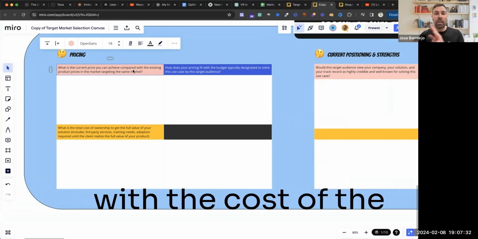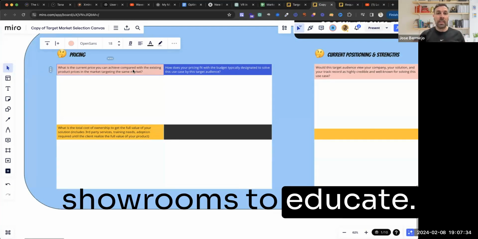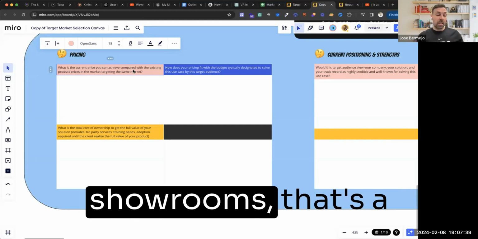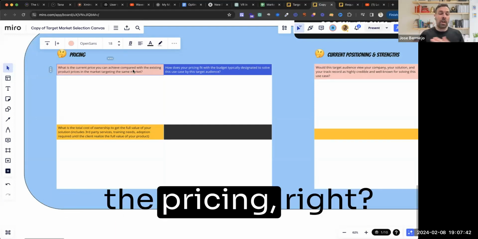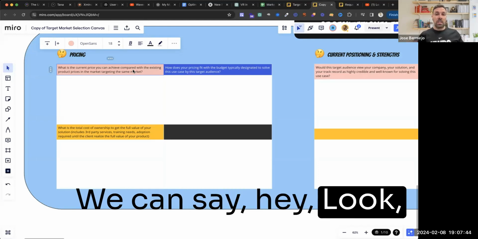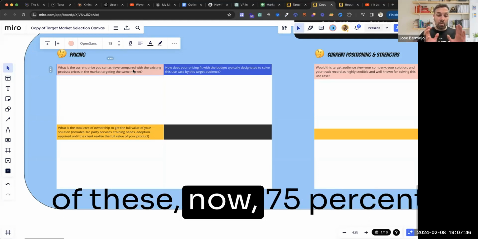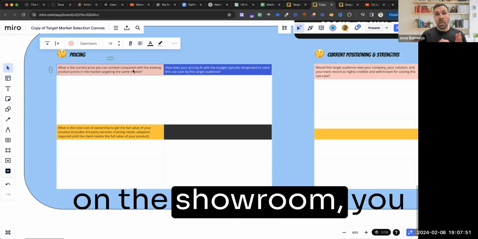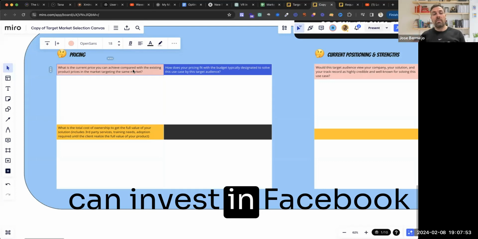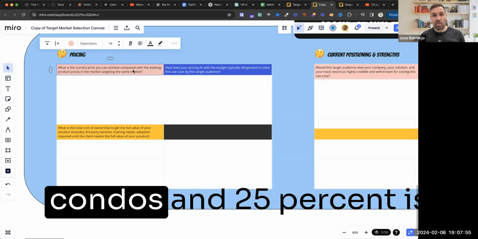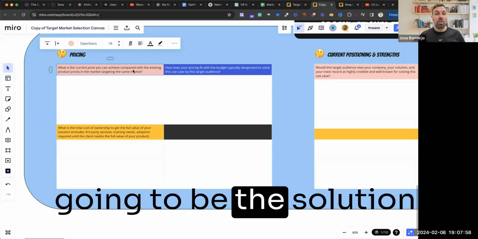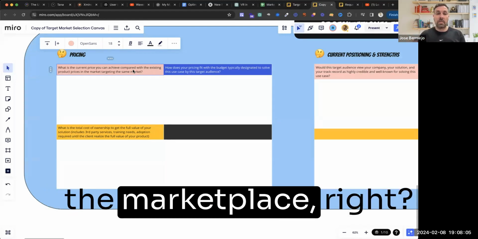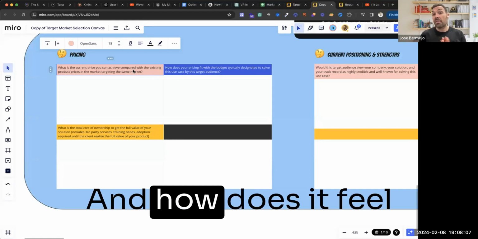So we can compare with the cost of the showroom to educate. If our solution is way cheaper than the showrooms, that's a good way of positioning the pricing, right? We can say, hey, look, instead of investing all of this, now 75% of what you're investing on the showroom, you can invest in Facebook advertising for the condos. And 25% is going to be the solution. Compare the pricing with existing solutions in the marketplace, right? And how does it fit with the budget?